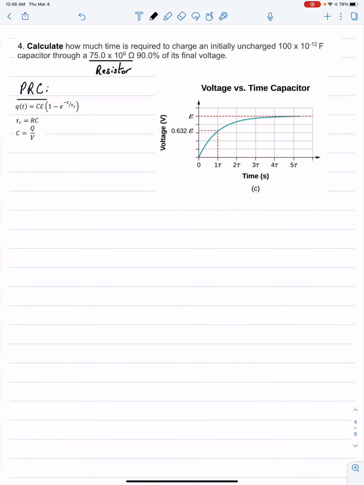Team, this is a second review for the RC circuits and capacitors. I thought this would also be a good problem to show you. This is why we're reverting back. In this one, it's saying how much time is required to charge an initially uncharged capacitor through a resistor to 90% of its final voltage.